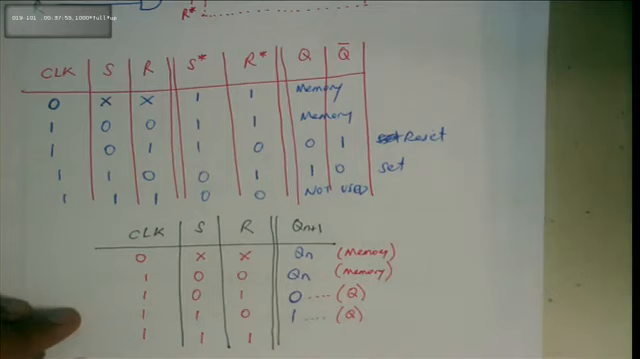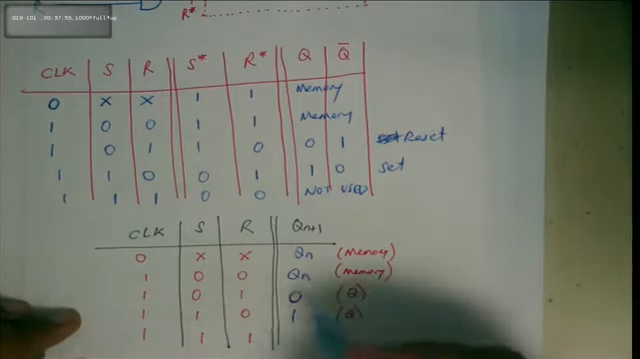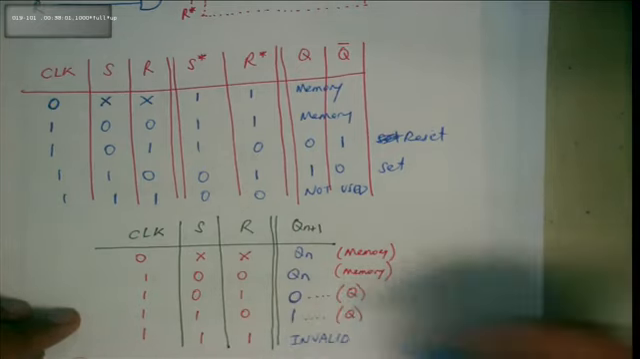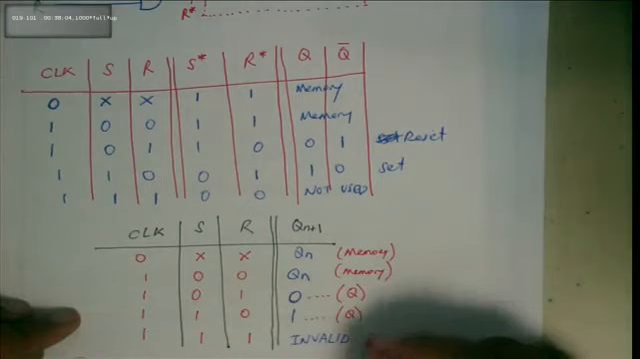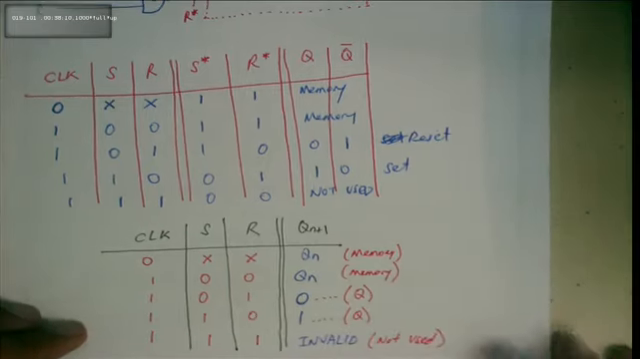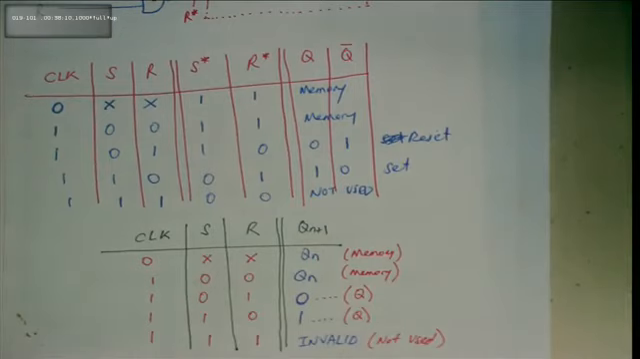Again, Q. Now, what is the case here? We just say invalid. We're not going to even use it. There we go. So this is the truth table.